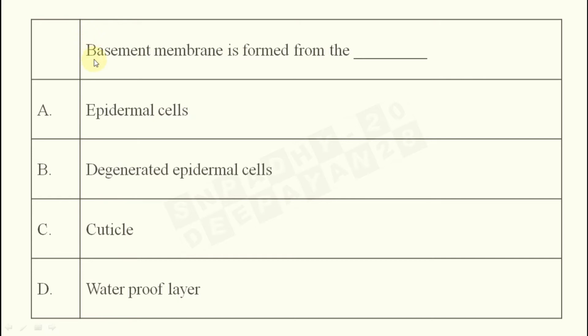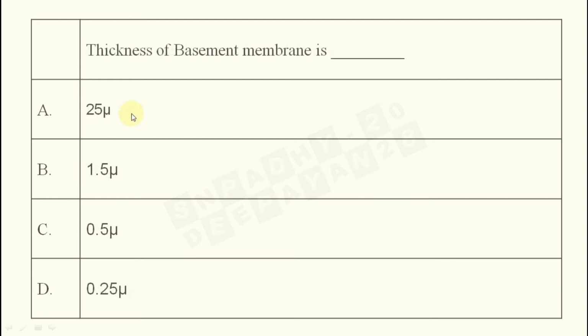Next question is: basement membrane is formed from which cells? Option B is the right answer, that is the degenerated epidermal cells. From this, the basement membrane will be formed. Next one: thickness of basement membrane. This is also an important question. What is the thickness of this basement membrane? Nearly about 0.5 micron is the thickness of the basement membrane.